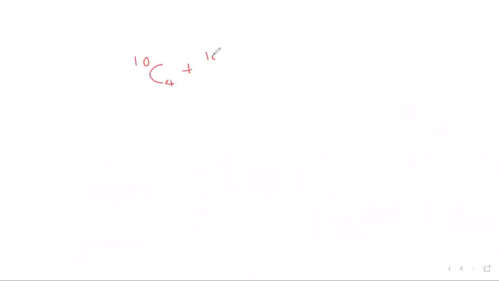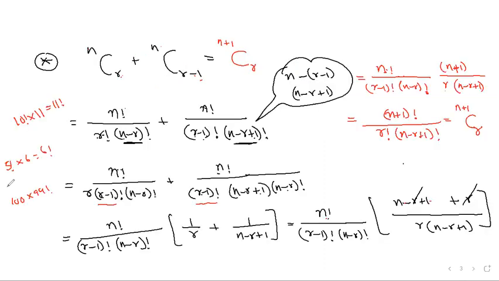10C4 and 10C5 can be added. The answer: both are the same, one is bigger. Difference is only one. So it should be 11C5, sir. Very good. The upper number increased by 1, and the greater lower number out of these two will be written. That is the meaning of this formula.